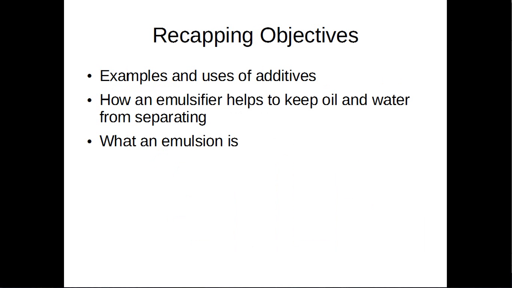We have examples and uses of additives, which we've studied, including food colours, flavour enhancers, antioxidants and emulsifiers. How an emulsifier helps to keep oil and water from separating through using the emulsifier molecule with a hydrophilic head, the hydrophobic tail. And an emulsion is the end product of that, with the oil molecules dispersed throughout the water molecules.